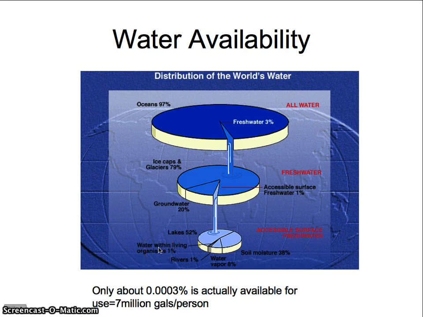So how does this translate for accessible use? What's available for people and animals to use? So when we do all the math down through the different types of water, we realize that only about 0.0003% is available for use. So what does that translate into gallons per person? Well, that's 7 million gallons of water per person. That's more water than you will ever use in your entire lifetime.